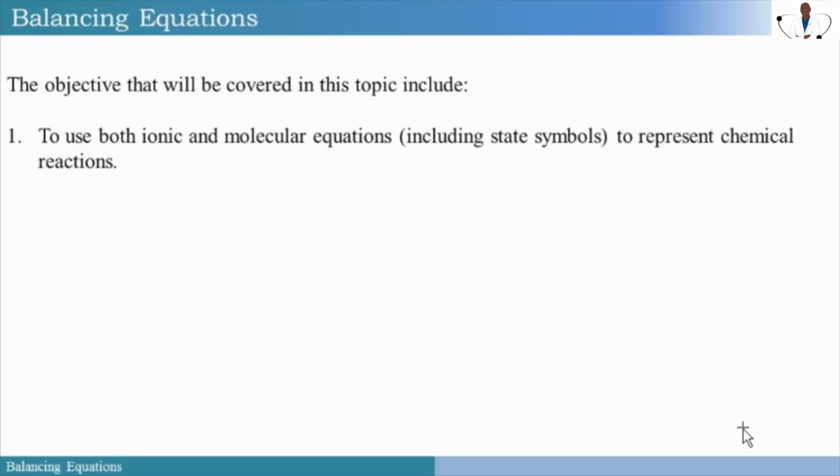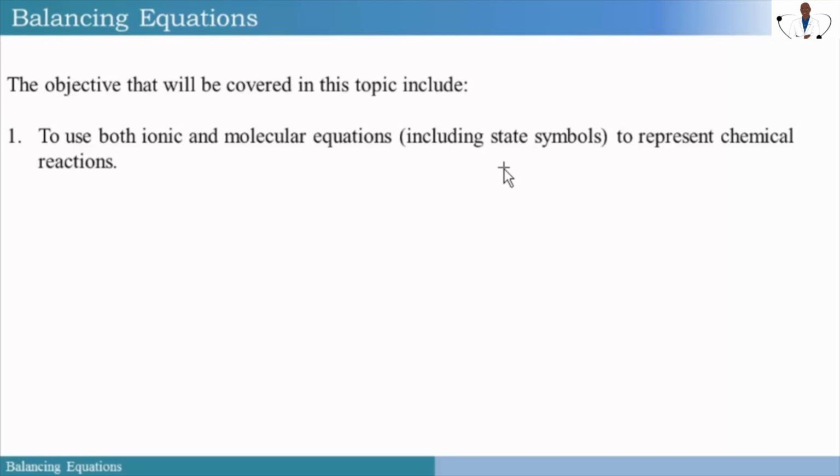Today's topic will be balancing chemical equations. The objective that will be covered in this topic will be to use both ionic and molecular equations to represent chemical reactions. We will include state symbols.